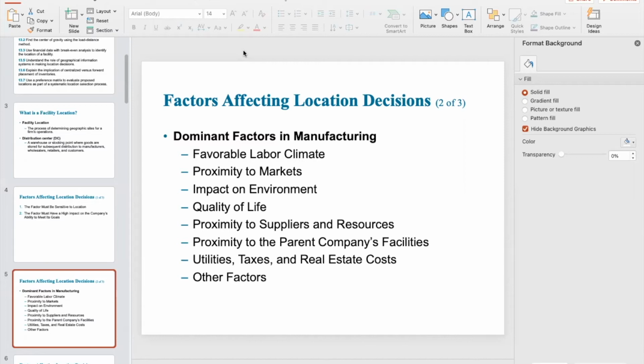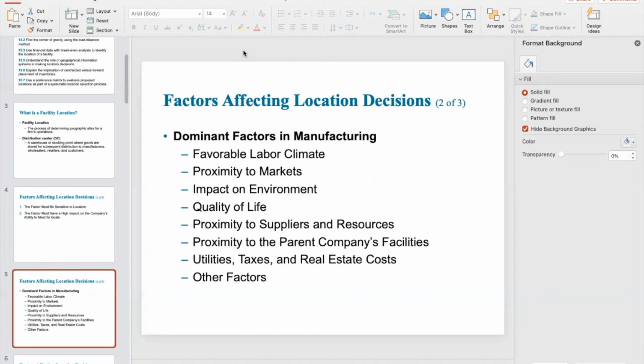For certain types of products, it really needs your factory to coordinate well with the parent company. In those cases, maybe it's better to locate your factory near the parent company, near the headquarters. That's quite important. And through this whole process, the utilities, the taxes, and the real estate cost also play a very important role.